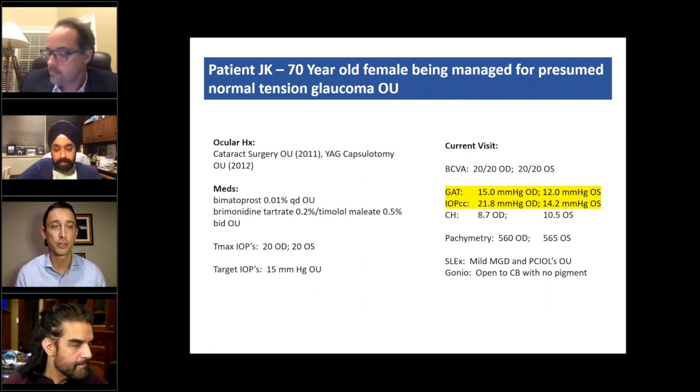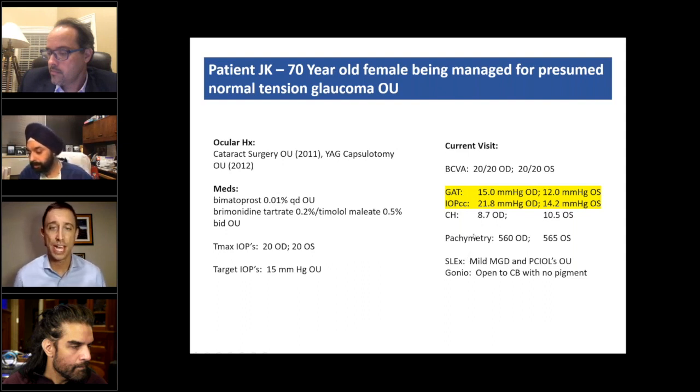You can see the ocular history there, some cataract surgery, had a Yag capsulotomy as well, on multiple medications for the pressures. Highest we know of, we think, is about 20, and target we were shooting for around 15 or so. We get over to the current visit when the patient came in, and vision's 20/20 in both eyes, and we get into Goldman applanation tonometry.